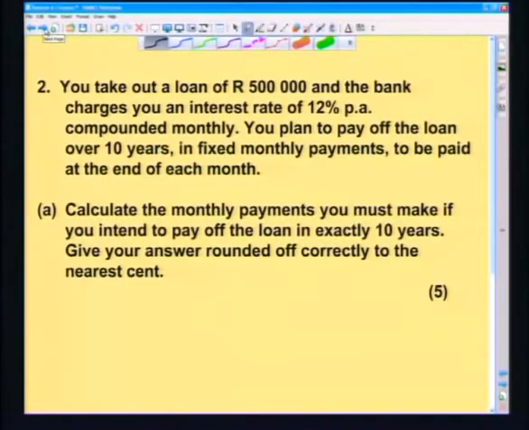Right, this one says you take out a loan of 500,000 and the bank charges you an interest rate of 12% per annum compounded monthly.